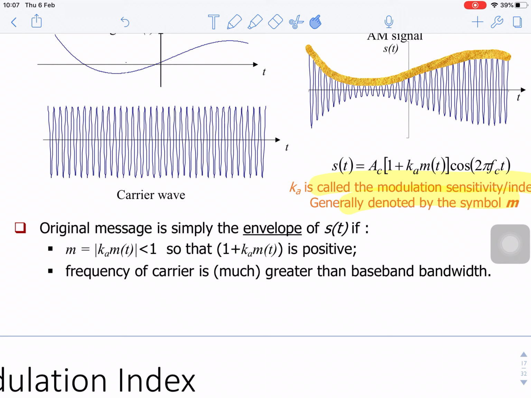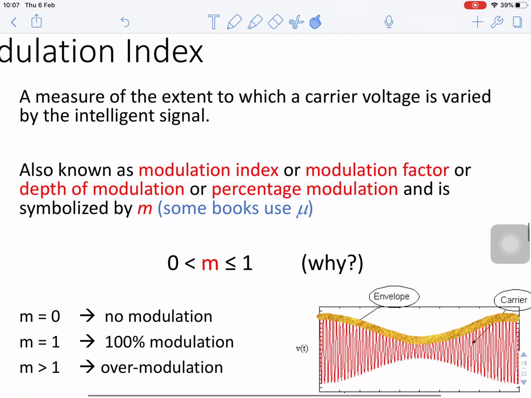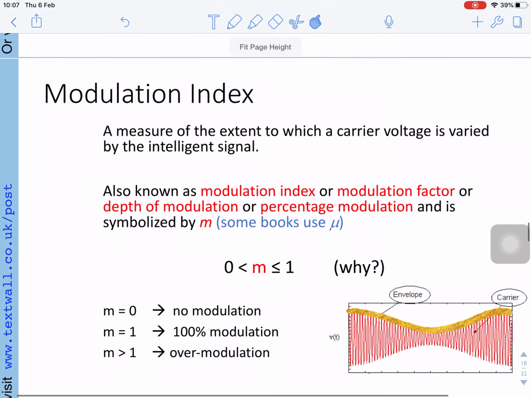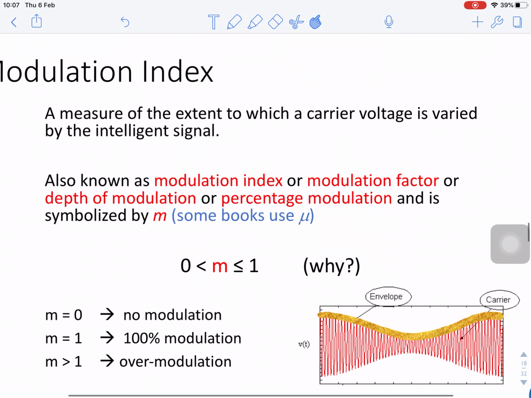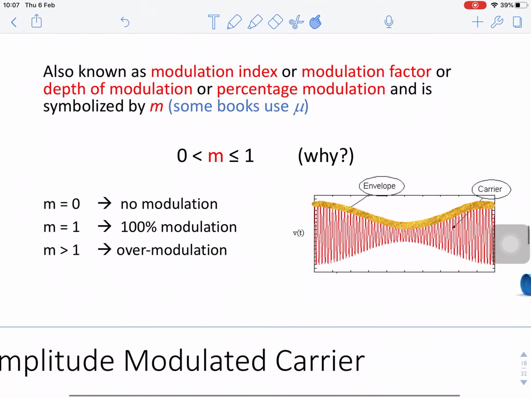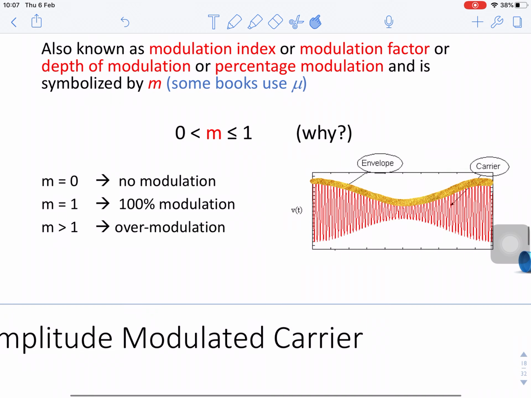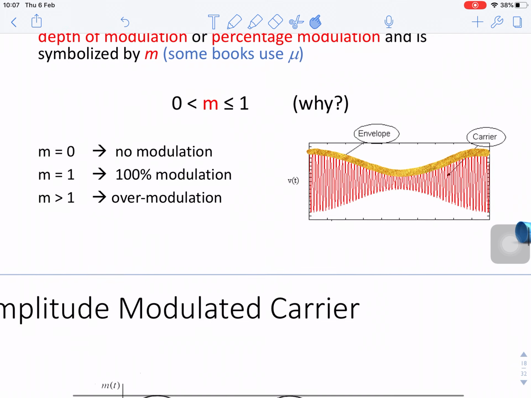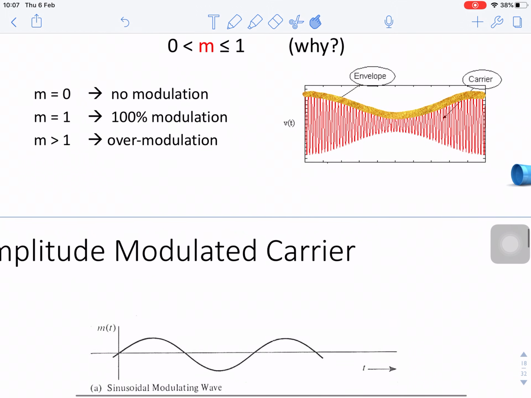So we must want Kmt less than 1. The frequency of the carrier is much greater than the baseband. That's very obvious. And the modulation index is a measurable constant by which the carrier voltage is varied by the intelligent signal, also known as the modulation factor, or the depth of modulation, or the percentage of modulation, and it is simplified by m.